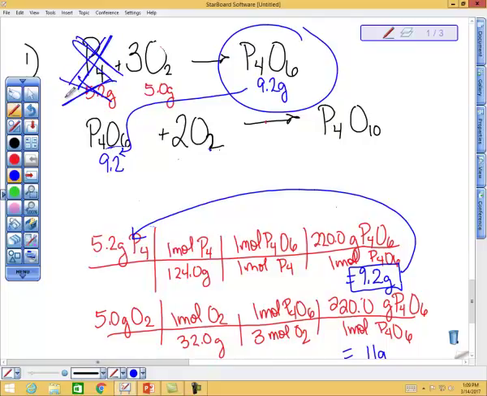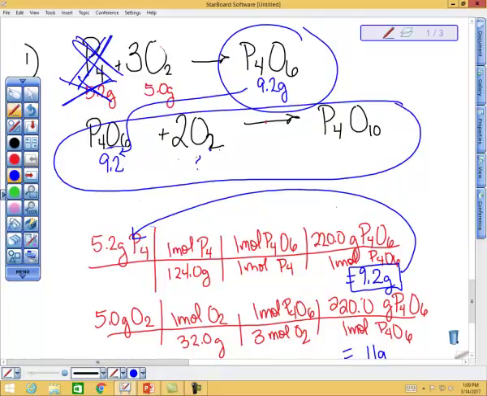Next question. Do we have enough oxygen left over to start the second problem? Is there any oxygen left over? Did we use all of the 5 grams? We didn't use all of the 5 grams. So what is our next logical step? Because in order to do this, don't we need to know how much oxygen is available to us? So what are we going to do?